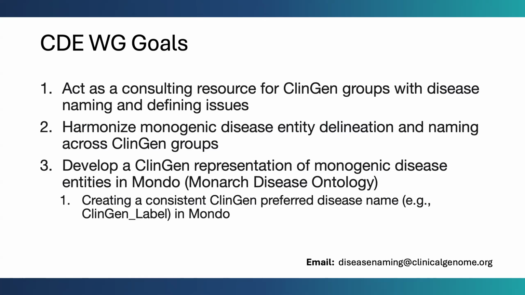We also want to harmonize those monogenic disease entity delineation and naming, and part of the consulting helps us do that. And part of it is just searching the curations that are already performed and seeing maybe where there can be changes. We also want to develop a ClinGen representation of monogenic disease entities in Mondo. We use this resource a lot. It'd be great to have even better interactions and integration between them so people using Mondo can come back to ClinGen just like people using ClinGen make their way back to Mondo. And one of the biggest things here is to create a consistent ClinGen preferred disease name, which we call a ClinGen label in Mondo.